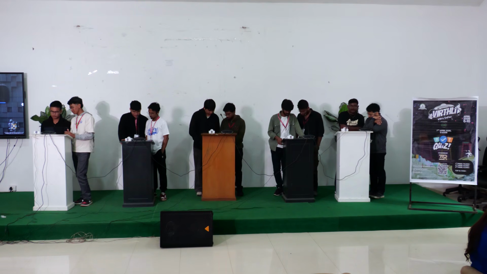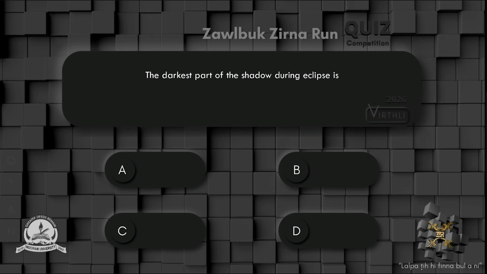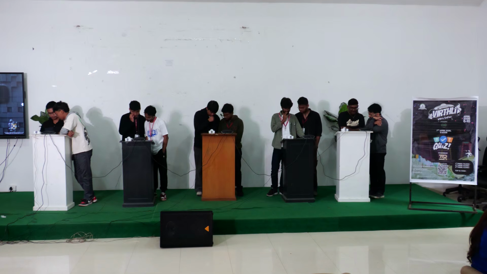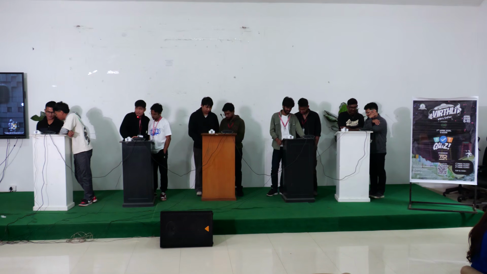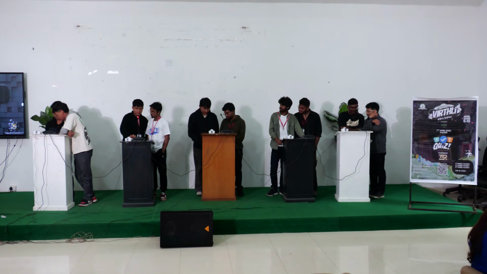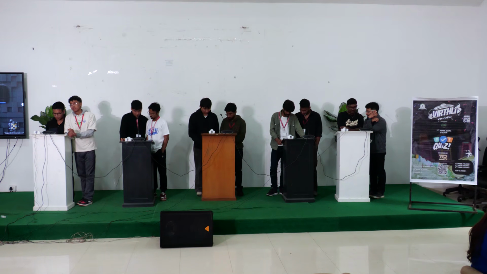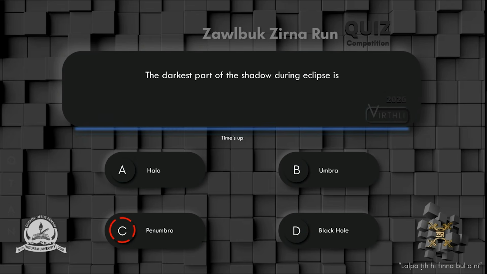Okay, and this is your question. The darkest part of the shadow during eclipse is A, Halo, B, Umbra, C, Penumbra, and D, Black hole. And your time starts now. Alright, their answer is option C. Sorry, the correct answer is option B, Umbra.